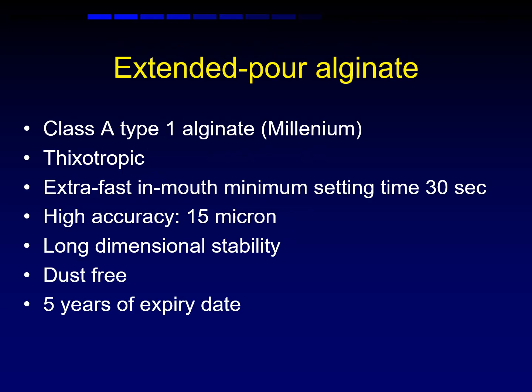We have one more alginate, that is extended pour alginate. Usually the setting time is 3 to 4.5 minutes. With the extended pour alginate, we can prolong the pouring time. Class A type 1 alginate is a thixotropic material. Minimum setting time is 30 seconds. We will get high accuracy with this alginate. It has long dimensional stability, is dust free, and the expiry date is 5 years.